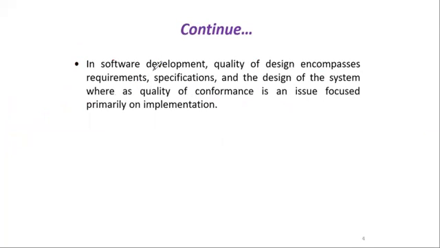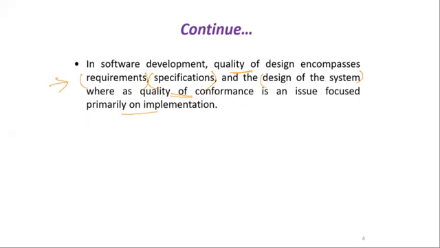Now, in software development, whenever you're designing the software, the quality of design encompasses a few things, that is, requirements. When you want the quality of design to be the best, you are going to focus upon the requirements that need to be there within the software, then some specific specifications that you need to follow, and the design of the system, whereas the quality of conformance is an issue focused primarily on implementation.